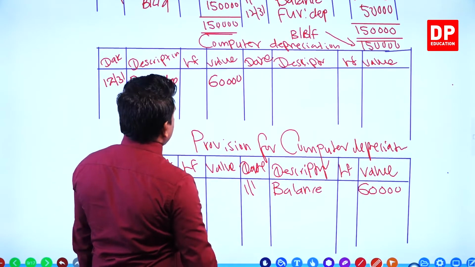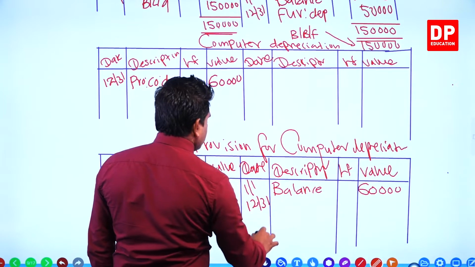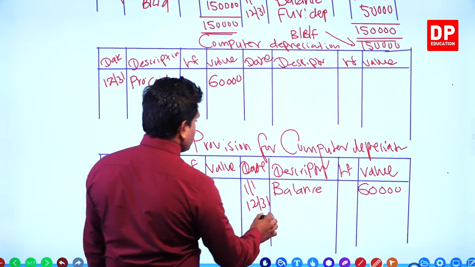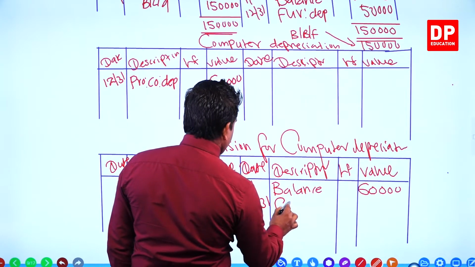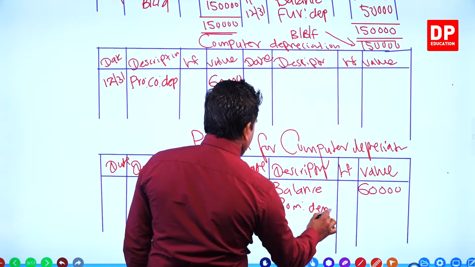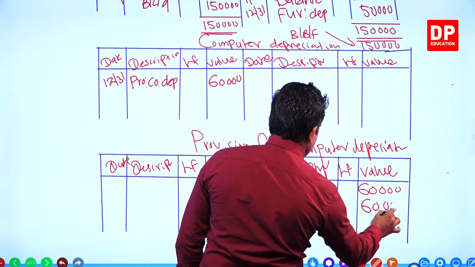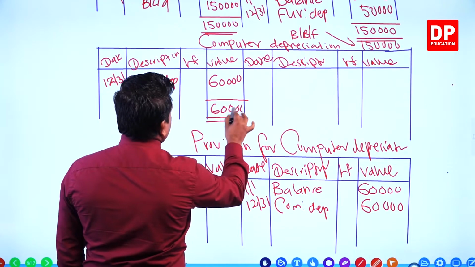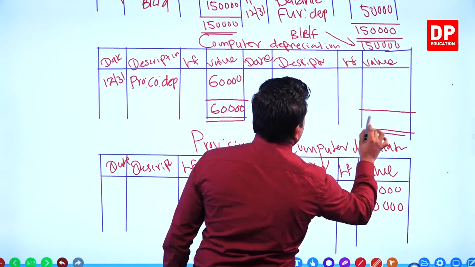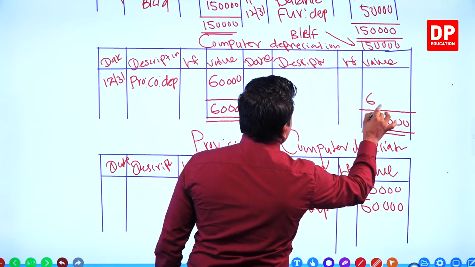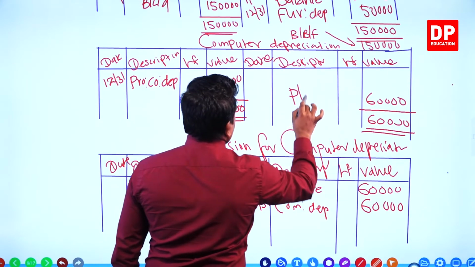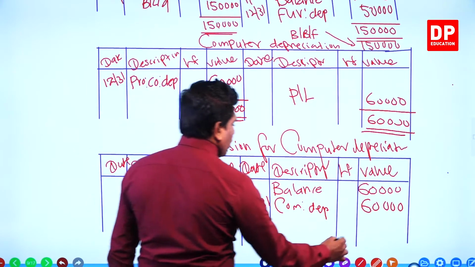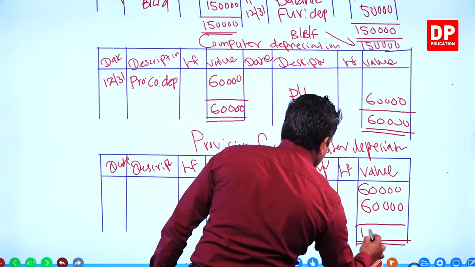At the beginning, they had a 60,000 balance. This year, depreciation is also 60,000. We write here computer depreciation, 60,000. Now finally, we get the total of this, 60,000, right? Profit and loss statement, every time we transfer the income and expenses account balances, right? Now what you do, you get the total of this, 120,000, right?